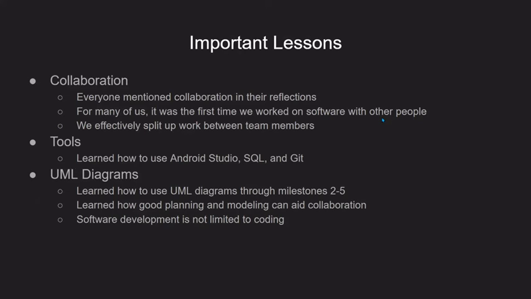Here are some of the important lessons that we learned throughout this project. So the most important one was collaboration. Everyone in our group mentioned collaboration in their reflections for Milestone 8. For many of us, it was the first time that we worked on software with other people. Previously, we often wrote code just by ourselves, and we didn't have to worry about this aspect.